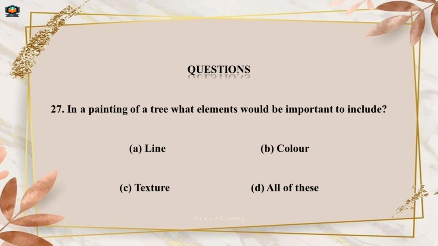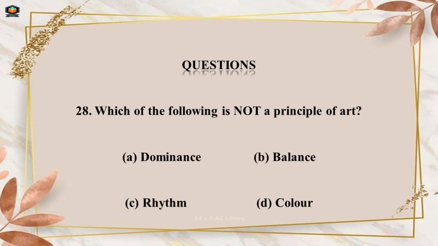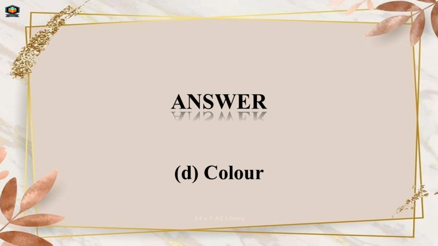Question 27. In a painting of a tree, what elements would be important to include? A. Line. B. Color. C. Texture. D. All of these. Answer: D. All of these. Question 28. Which of the following is not a principle of art? A. Dominance. B. Balance. C. Rhythm. D. Color. Answer: D. Color.